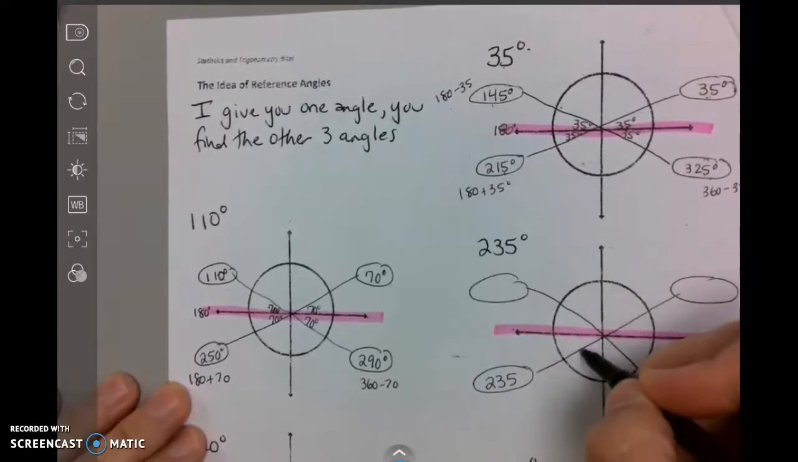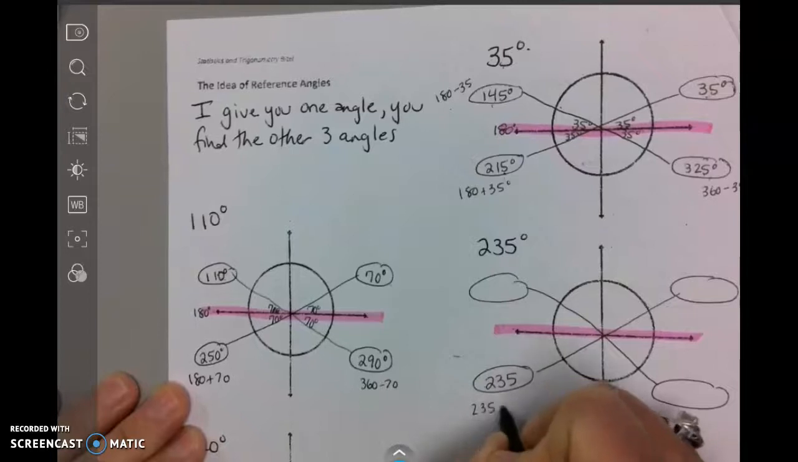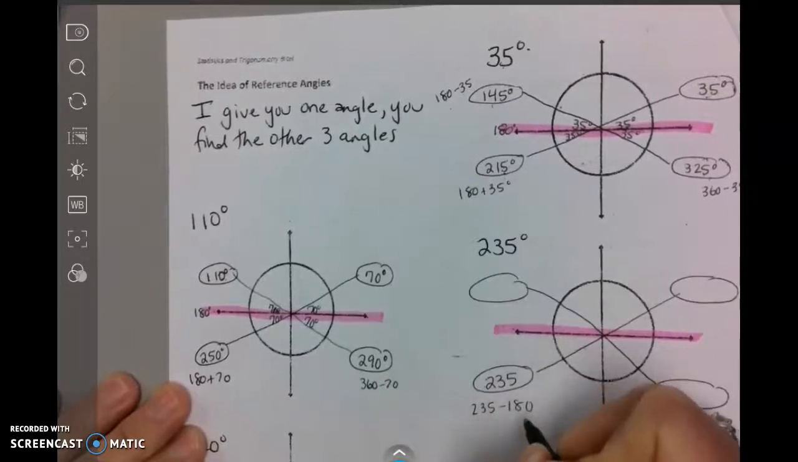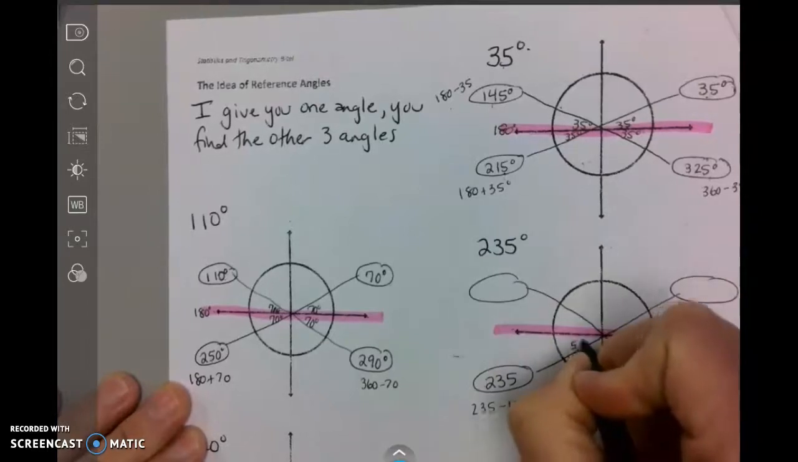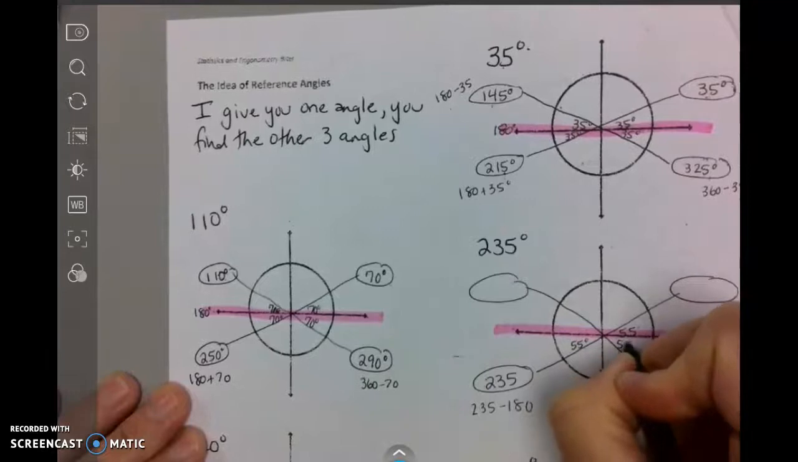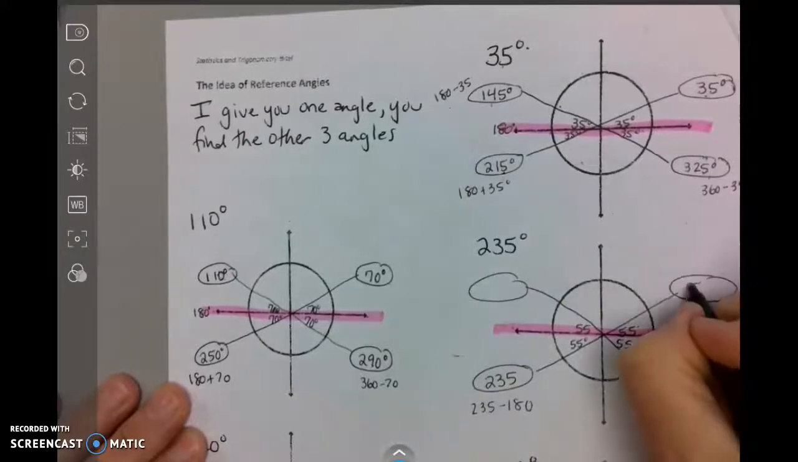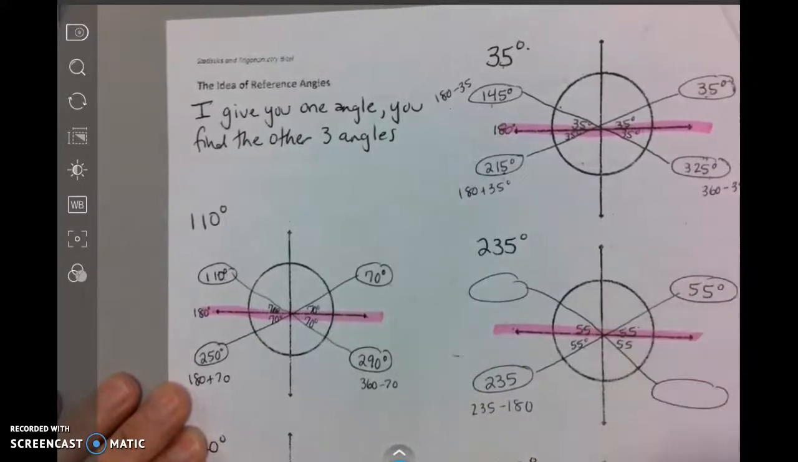I know that I'm past the 180, so I'm going to take 235 and subtract 180, and I get 55 degrees. This is 55 degrees, which makes this 55, this 55, and this 55. They all have to be the same. So this is 55 degrees.